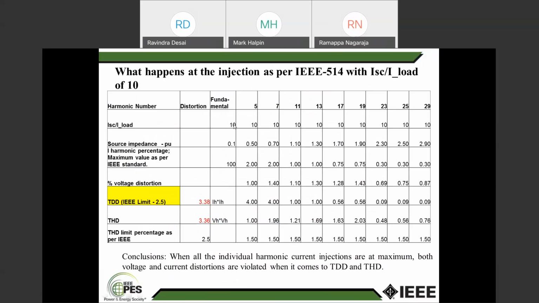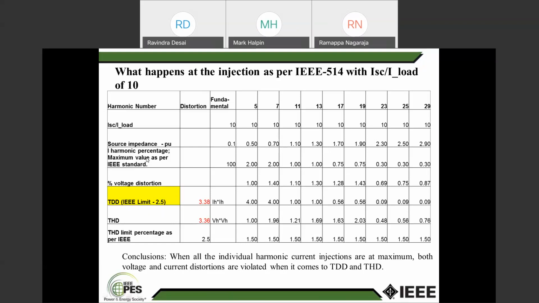ISC by I load is 10, which implies the fundamental source impedance is 0.1 per unit. For 1 per unit current, the source impedance corresponds to 0.1 per unit. Corresponding to the different harmonic frequencies, assuming linearity, it becomes 0.5, 0.7, and so on, because we are just multiplying the harmonic order n into XL. It is 0.1 per unit, so we multiply that.